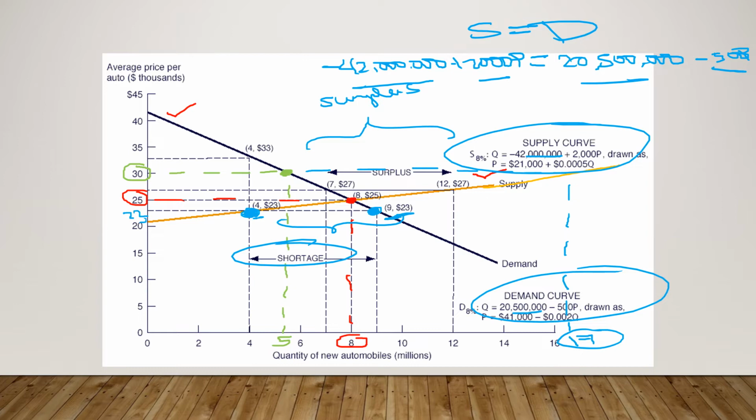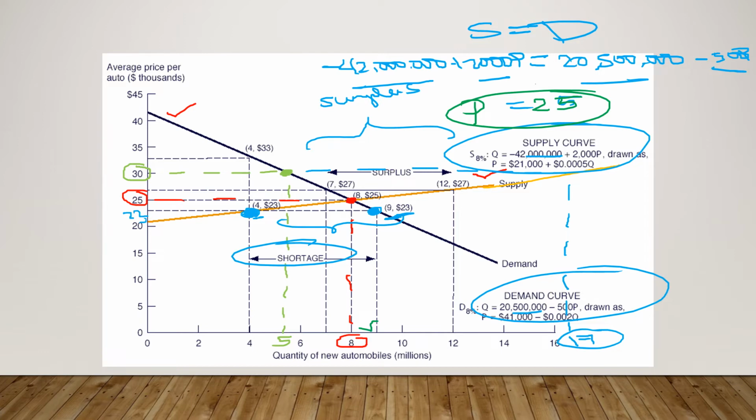Okay, maybe you can try to do that on your own, just to check if you still remember how to find the equilibrium price. Now, once you find the price of 25, let me just erase this one. Okay, once you compute for the price, which is 25, using the two equations, you can actually compute for the quantity, which is 8. How do you do that?